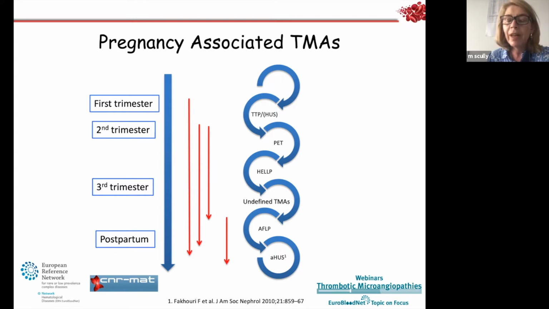HELLP, hemolysis, elevated liver enzymes, and low platelets, typically presents in the 3rd trimester. And acute fatty liver, which is a very distinct condition on its own, is extremely rare and extremely severe, associated typically with multi-organ failure, disturbed coagulation, low fibrinogen, and related to a specific enzyme deficiency, LCHAD. And then, as always, there are some thrombotic microangiopathies for which the underlying diagnosis remains unclear.